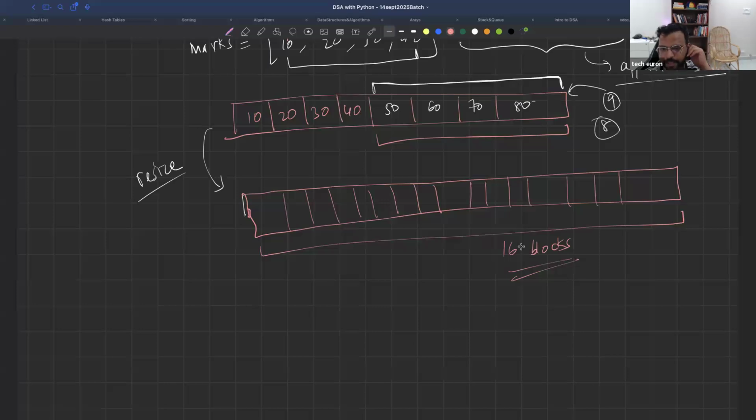Only 8 are filled, but we will take double, and again we will keep it in buffer. Okay, so I'm simplifying it. It is not actually always double. There is some calculation for every language, but roughly it will be double. You can say roughly it is double.